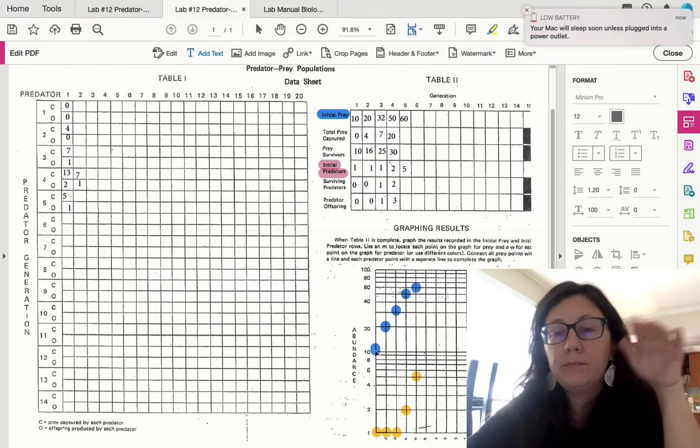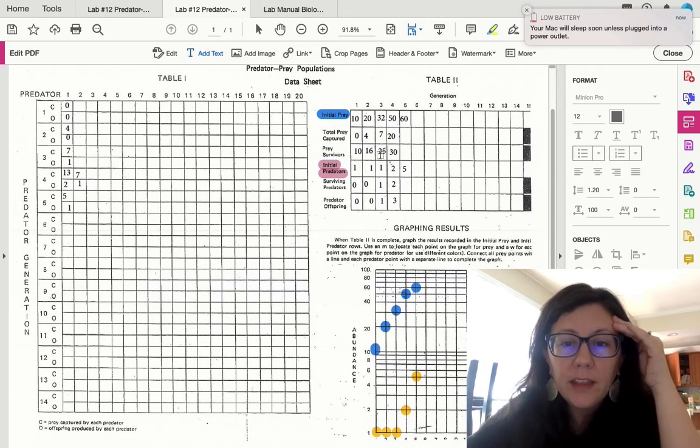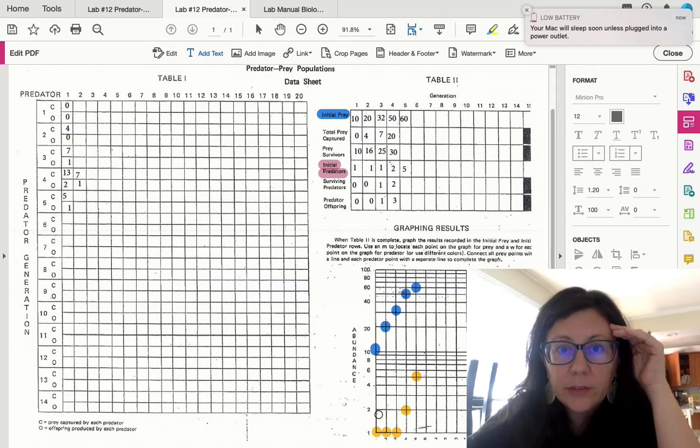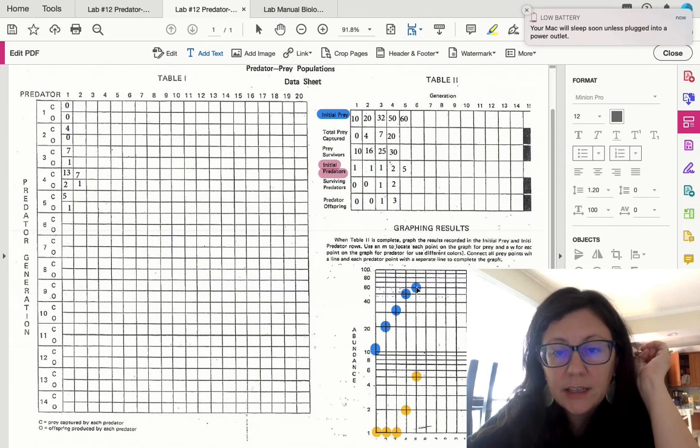Okay, my computer's battery is getting low, so I want to finish this quickly. So the initial prey are 10, 20, 32, 50, then 60. And that's for the 1st through 5th generation. So we have 10, 20, 32, 50, and 60. You can't see it very well, but it's the 5th generation.